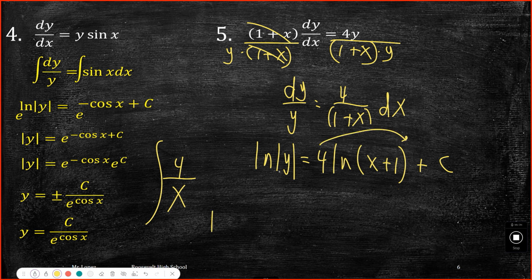If you have something like 3 log base, whatever the base is, say base 2 of x, the property of log is that you can bring this 3 to the top. So this is log base 2 of x cubed. That's the property I'm going to use to bring this 4 up to the top. So then this is going to be ln of x plus 1 to the 4th, plus c.